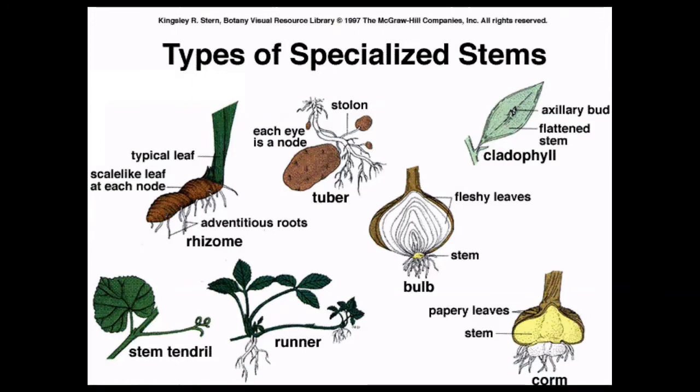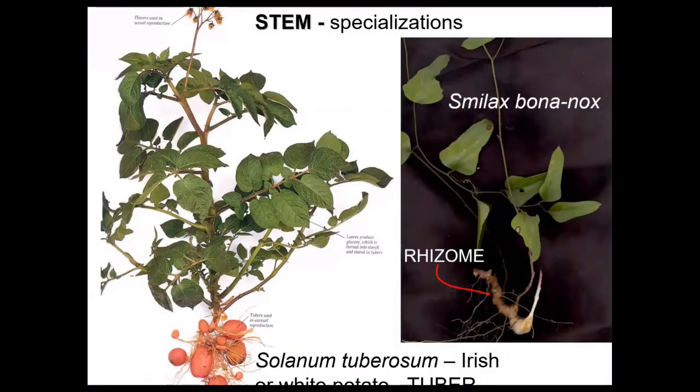And here shows strawberry producing runners and tendrils on grapes for examples of modified stems. On this Irish, we have a rhizome with adventitious roots. And then potatoes here showing, actually I have a better example of that right here.